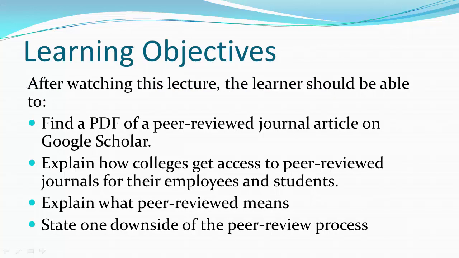So the learning objectives of this lecture are, at the end of this lecture, the learner should be able to find a PDF of a peer-reviewed journal article on Google Scholar, explain how colleges get access to peer-reviewed journals for their employees and students, explain what peer-reviewed means, and state one downside of the peer review process.